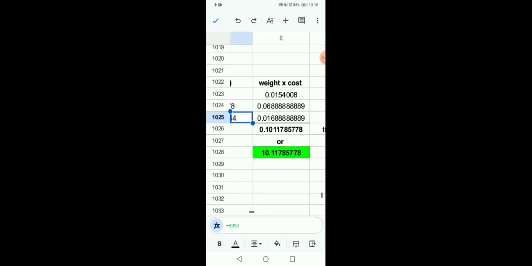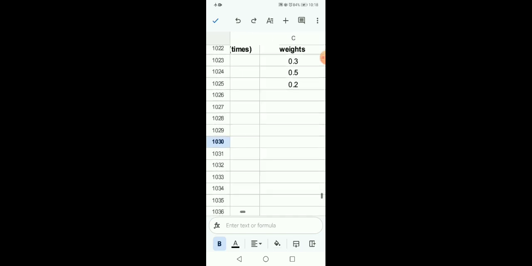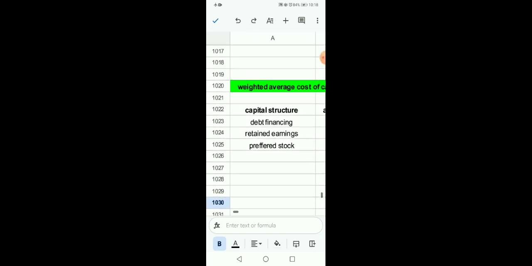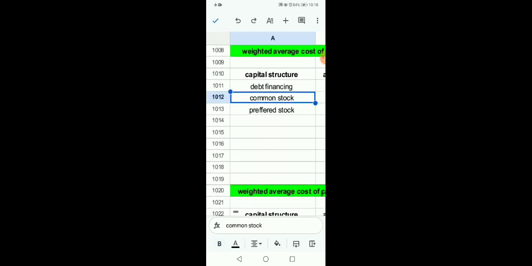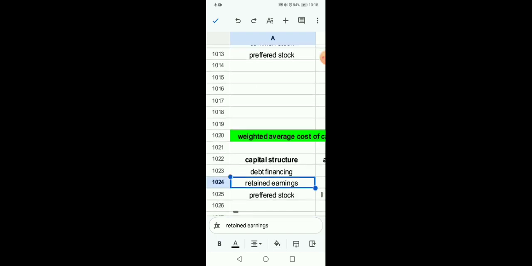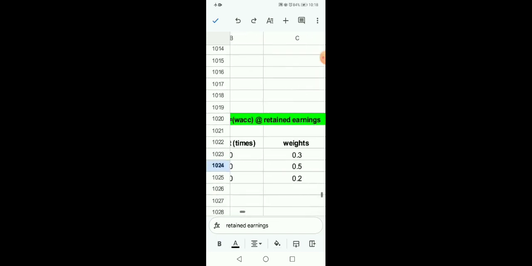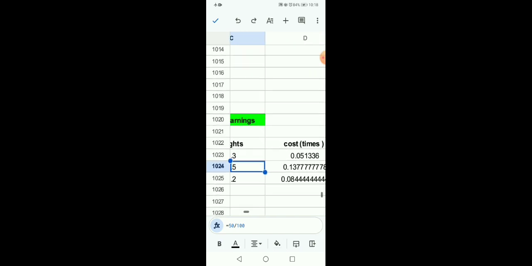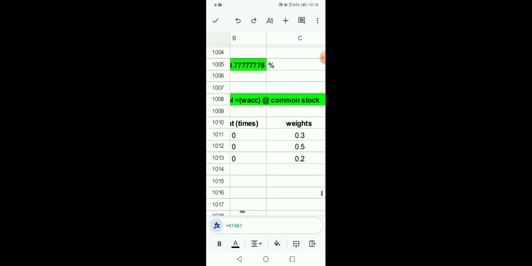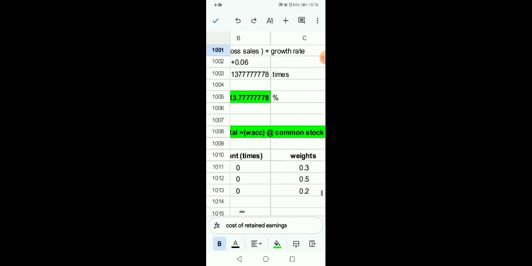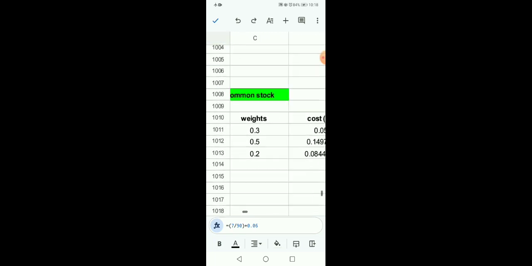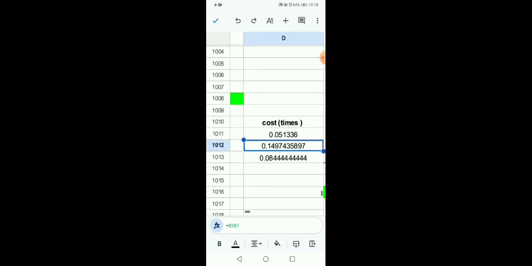All right, and then we have already put a formula over here with which the total has automatically been calculated. The only thing we have changed is what? We have replaced common stock with retained earnings. The weight is the same as that of common stock, but the cost of retained earnings we have calculated earlier. We have used the answer of cost of retained earnings in the column of cost. This is the only change we have made.